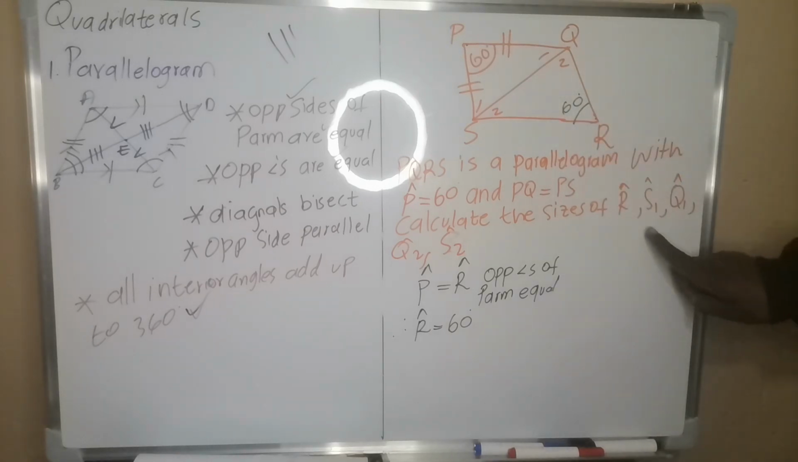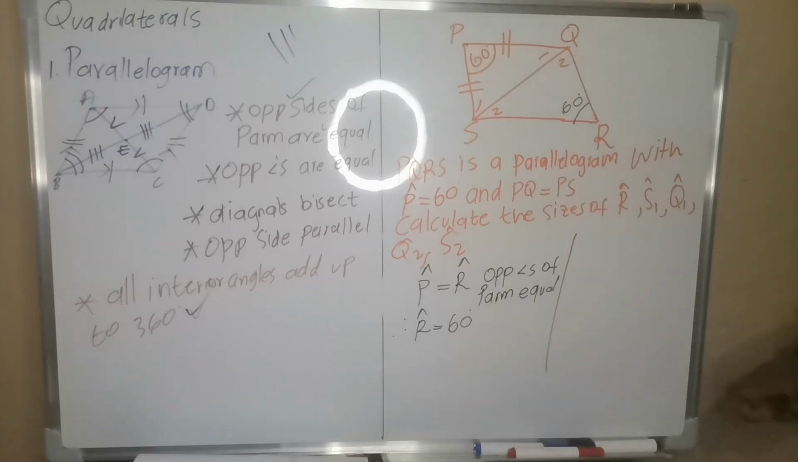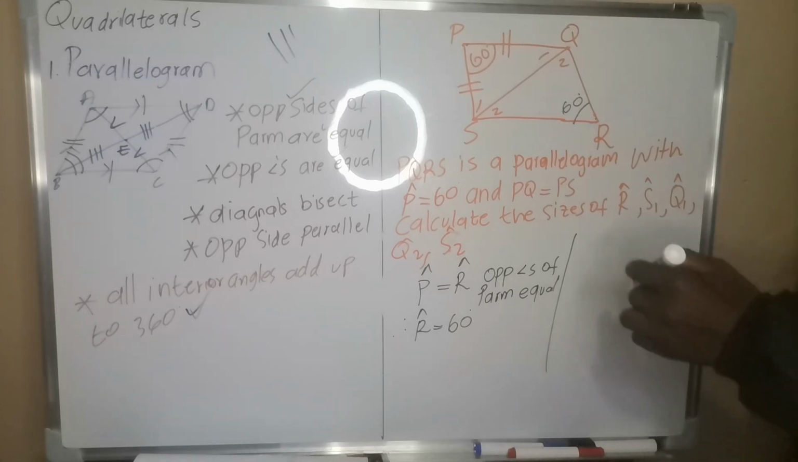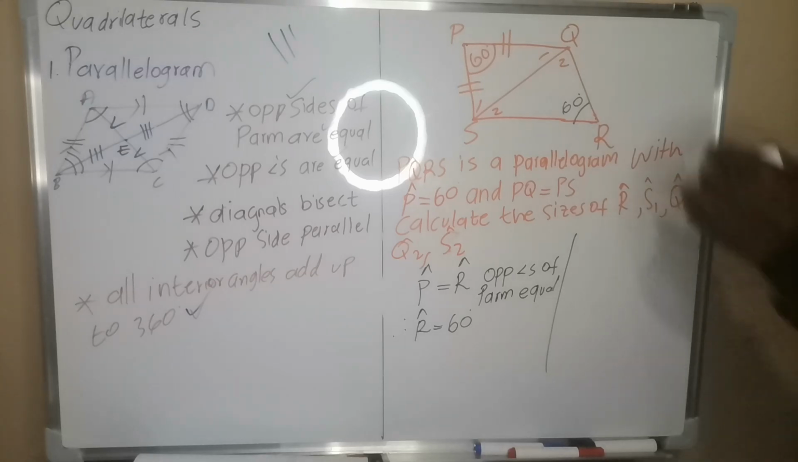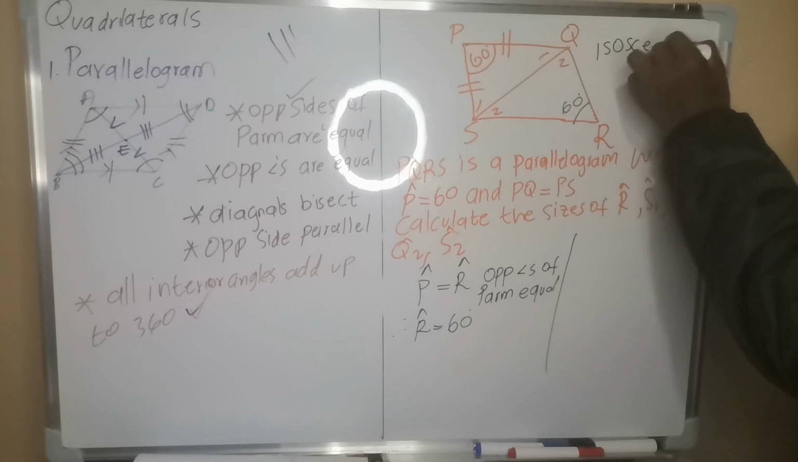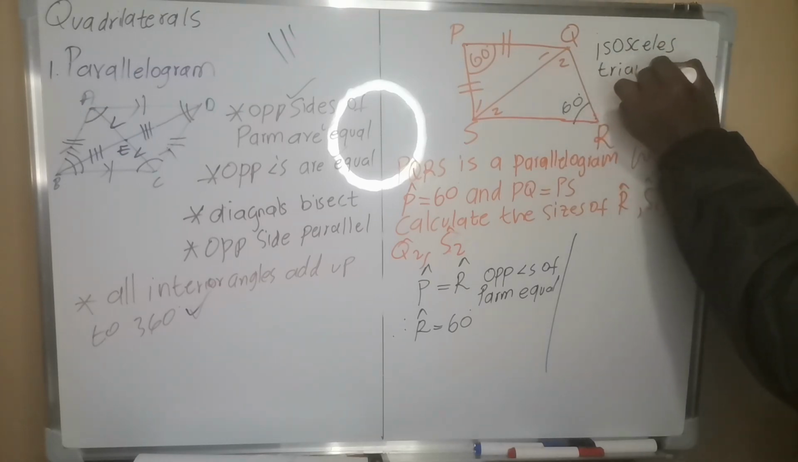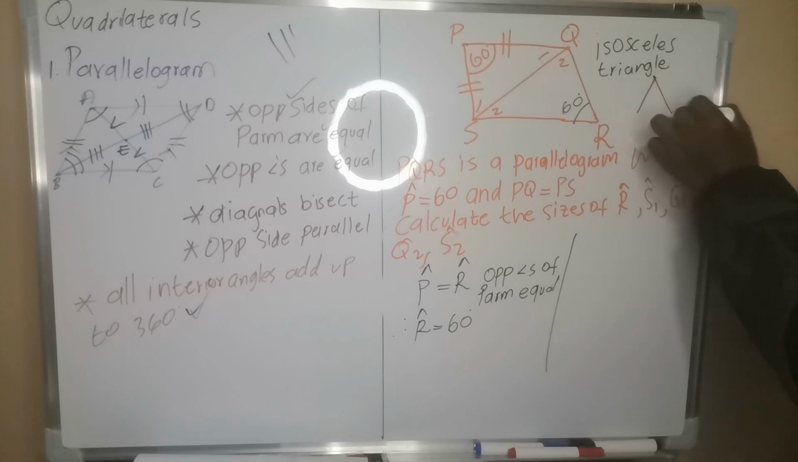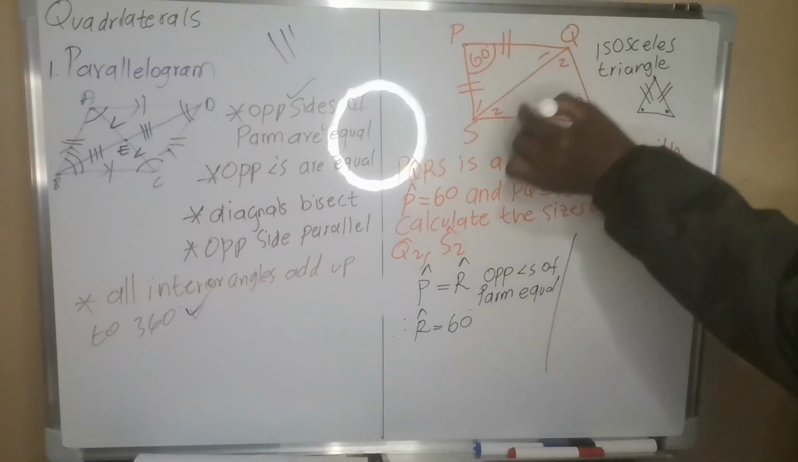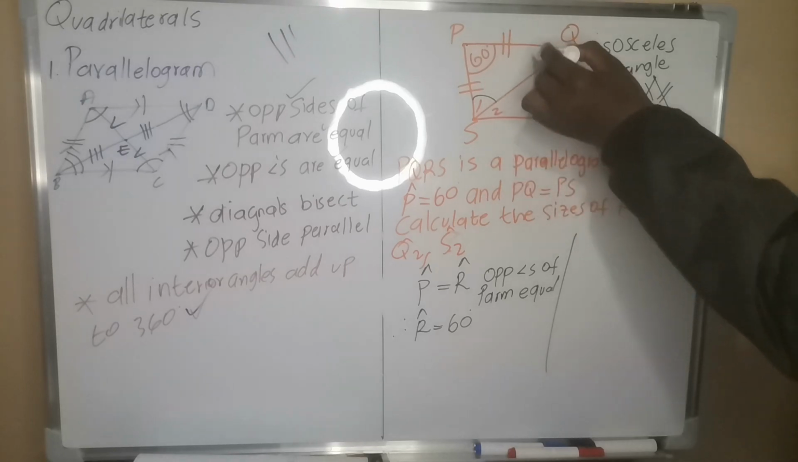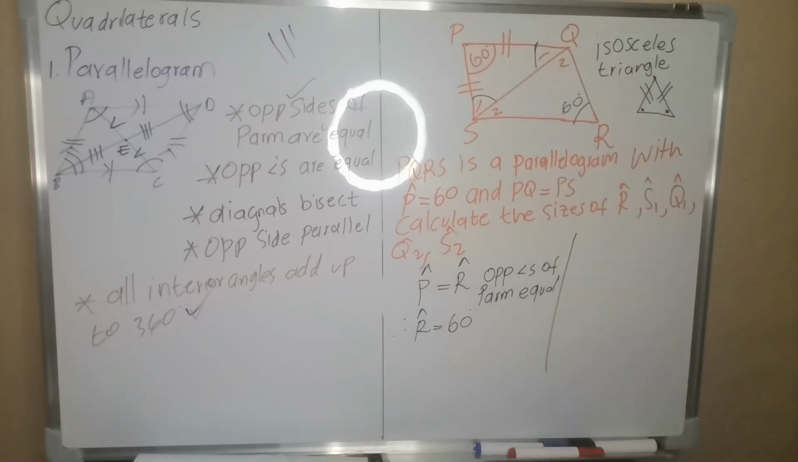Can you find S1? Can you find this one? I think it is tricky, but hopefully you guys will get it. Now, guys, you have done triangles, and you've done isosceles triangles. It says if the two sides are equal, therefore the adjacent angles are going to be equal. This is the case. These two sides are equal. That means angle S1 is going to be equal to angle Q1. That's what it says.